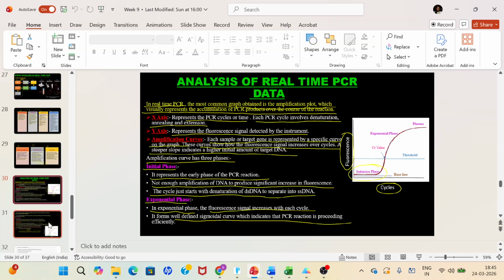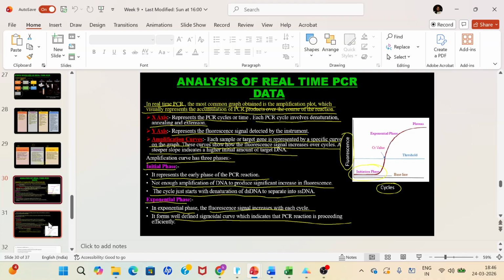Each PCR cycle involves denaturation, annealing and extension, same as the PCR we have discussed before. Then the y-axis represents the fluorescence signal detected by the instrument. And then, after the amplification, each sample or target gene is represented by a specific curve on the graph. These curves show how the fluorescence signal increases over cycles.